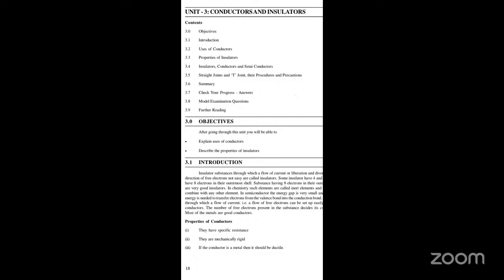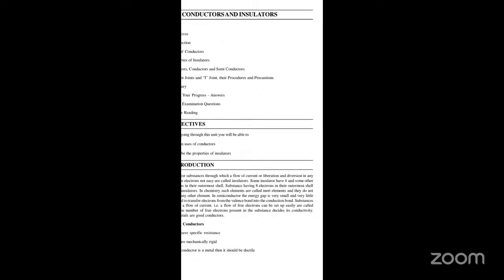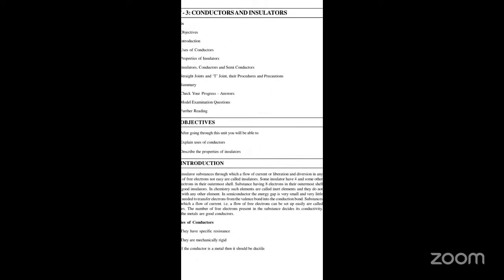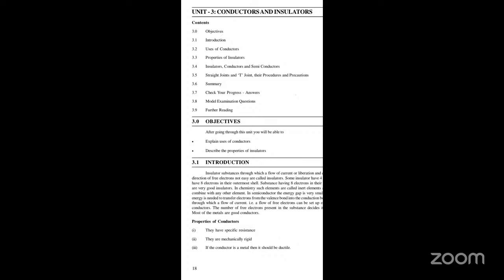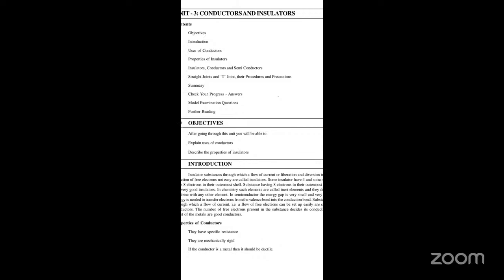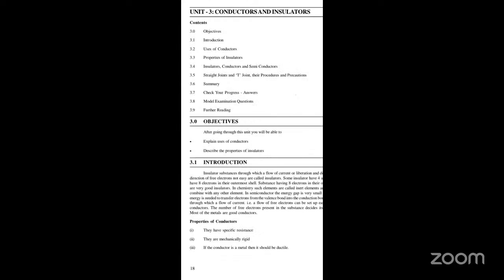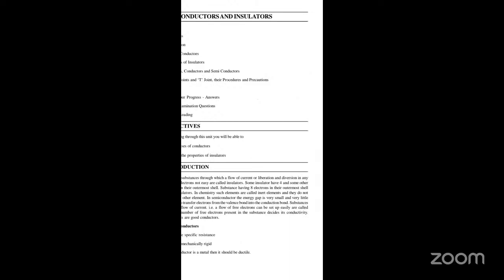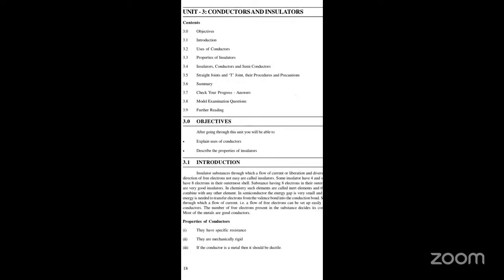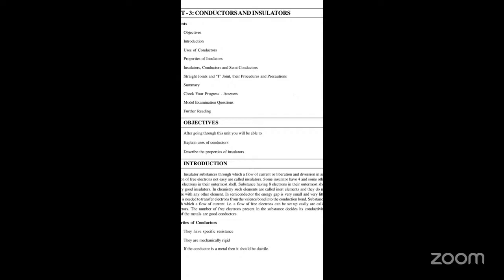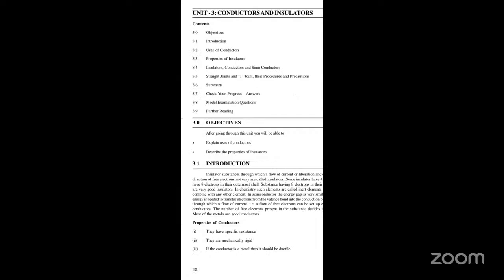Now introduction. Insulators, according to your syllabus, are substances through which a flow of current, or liberation and diversion in any direction of free electrons, is not easy. Means they do not allow flow through them easily. Some insulators have 4 and some others have 8 electrons in their outermost shell. Substances having 8 electrons in their outermost shell are very good insulators. In chemistry, such elements are called inert elements and they do not combine with any other element.